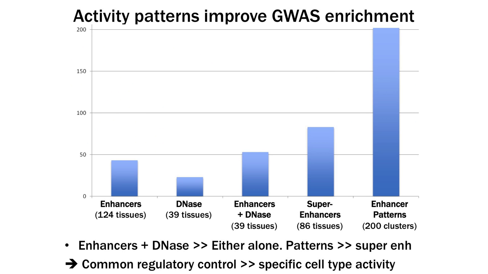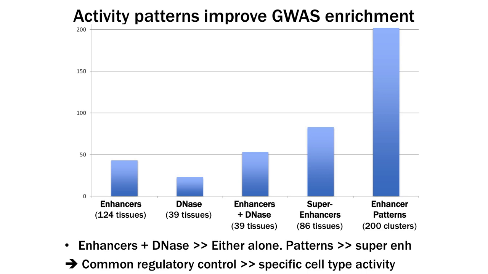He also compared the performance that you get for enhancer regions across the 124 tissues in this particular case versus DNase regions. And what he found is that enhancers are showing a higher activity than DNases, which is sort of expected because we only have DNases in 39 of those tissues. But if you take the intersection of enhancers and DNases, you actually see a larger number of genome-wide association studies that are showing an enrichment, even though it's now a limited set of tissues, suggesting again that the higher resolution afforded by DNases is increasing your performance.